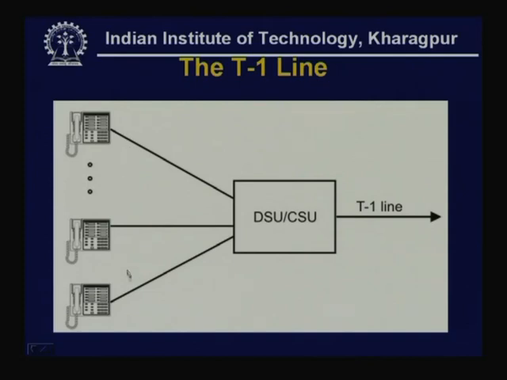Then these 4 subscribers can share a single T1 line with the help of a DSU CSU unit, and each of these business houses is connected to the DSU CSU. Say here it is 1/4 of T1, 1/4 of T1, 1/4 of T1, there will be another one, and they are combined, and this goes to the telephone company, and you get some kind of shared T1 service.